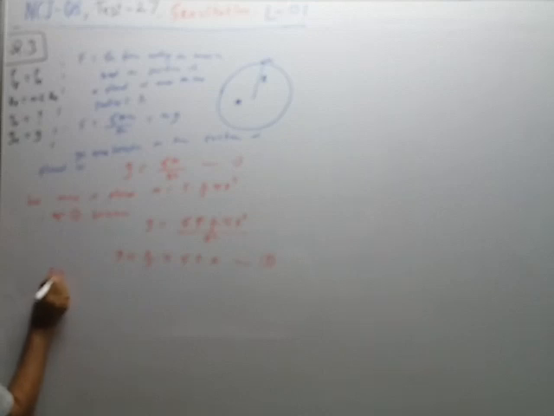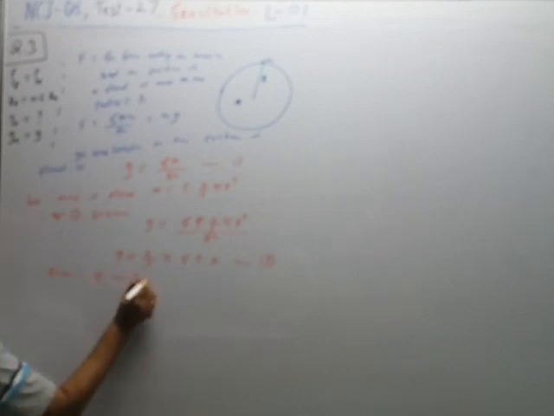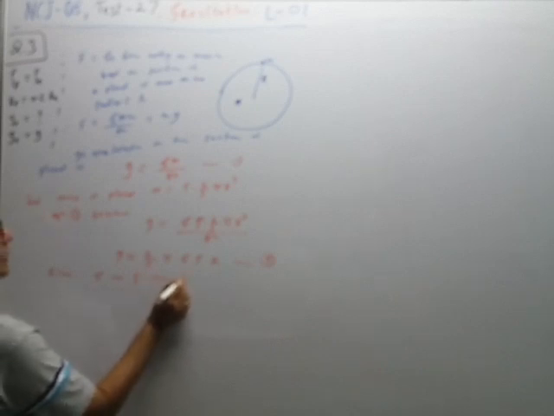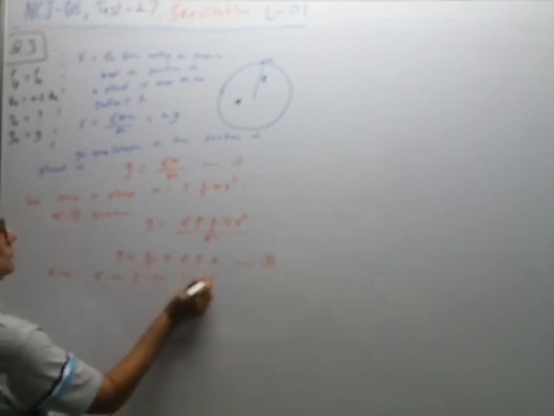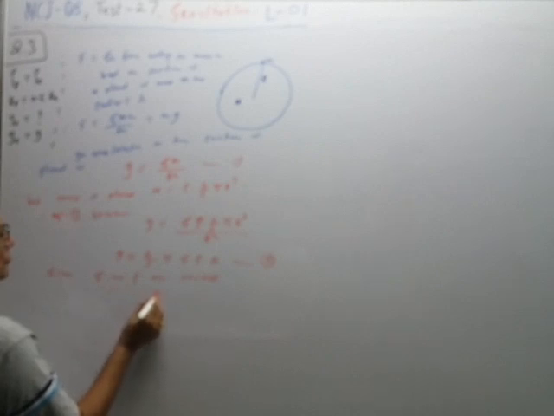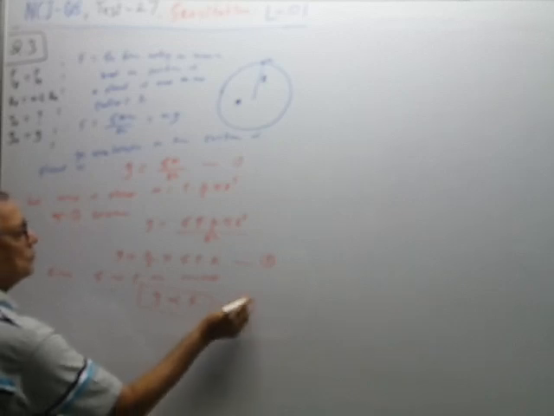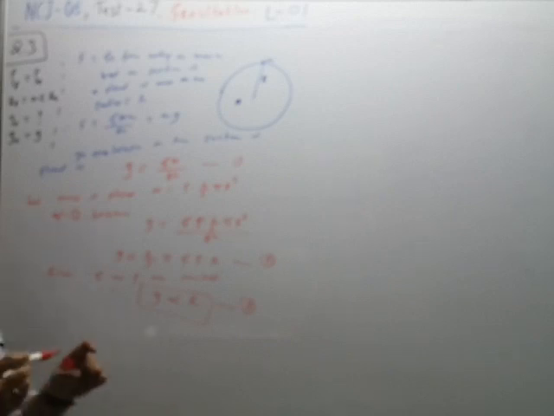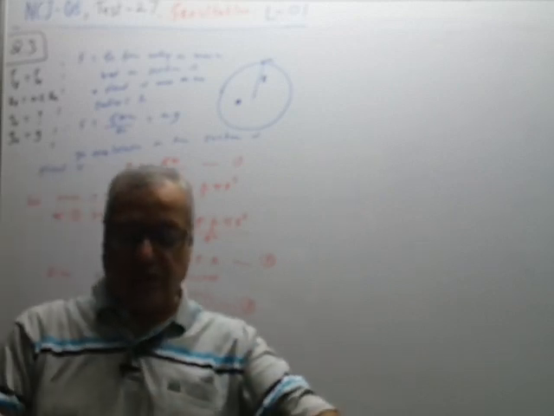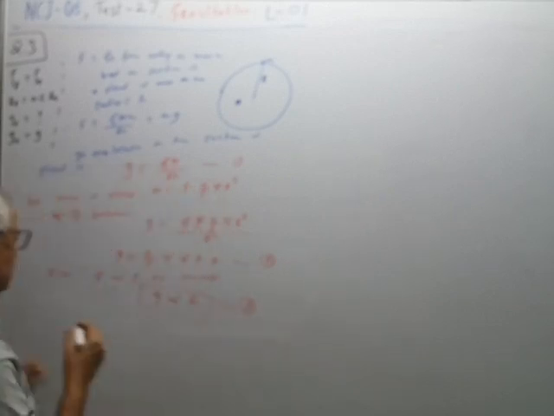Since G and rho are constant, therefore g is directly proportional to R. This is equation 3.